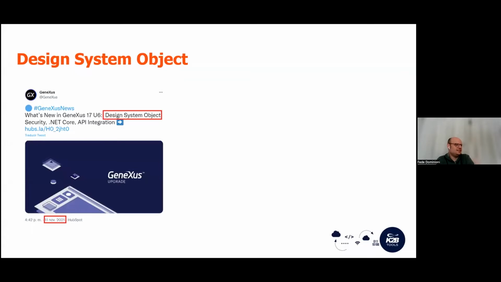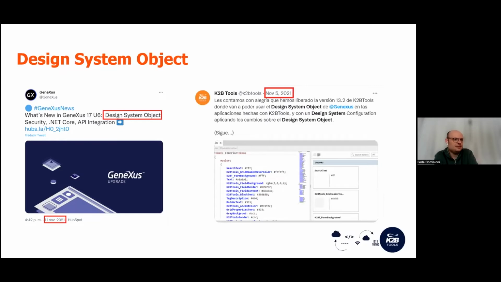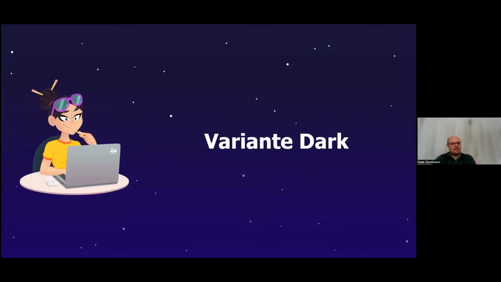And so I went to Twitter, and this is the source of truth, right? GeneXus said, okay, we have released this design system object. And that tweet was posted on the 11th of November last year. And for K2BTools, I also went to Twitter, and I saw that our tweet was on the 5th of November. I don't know how we did this, but apparently we released it before GeneXus did. And this is just amazing because it's really important for us to support this.